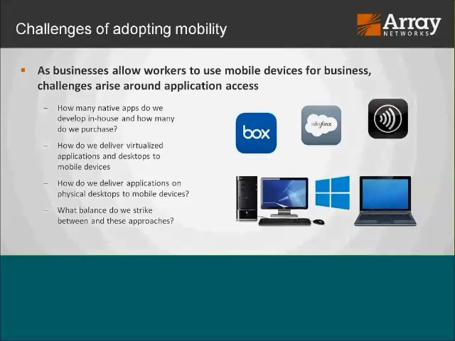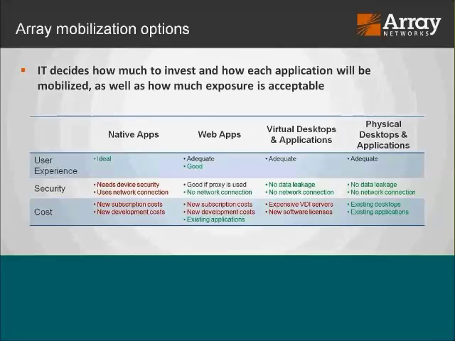Looking at some of these questions: how many native apps do we develop in-house and how many do we purchase? How do we deliver virtualized apps and desktops to mobile devices? How do we deliver applications that happen to be on physical desktops to mobile devices? And what balance do we strike between these approaches? These are some of the conversations that we're seeing with prospects and customers as we talk to them. The good news is with SSL VPN like Array's SSL VPN, we give you a range of options that allow you to mobilize applications. By giving you all these different options, you as an IT department can decide which approaches you want to take or how to strike that right balance.